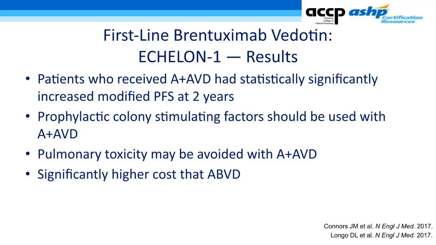We can say that pulmonary toxicity may be avoided with A plus AVD. Again, small numbers of patients here actually developed pulmonary toxicity, and the patients were only followed for 2 years. But what we do know for absolute certainty is that there is a significantly higher cost of the A plus AVD regimen. You're including a monoclonal antibody. Now you need colony-stimulating factors. And the other thing to think about is that now you're using an option that we typically hold in reserve for relapsed disease.